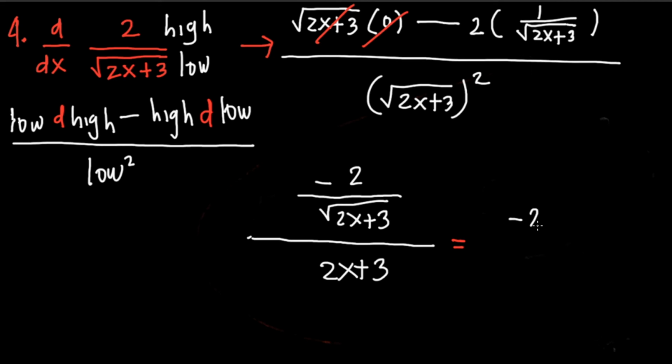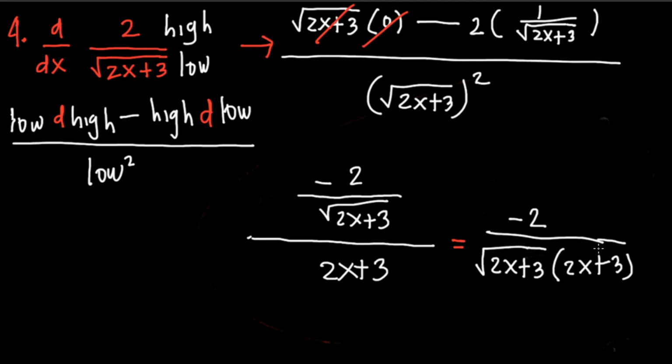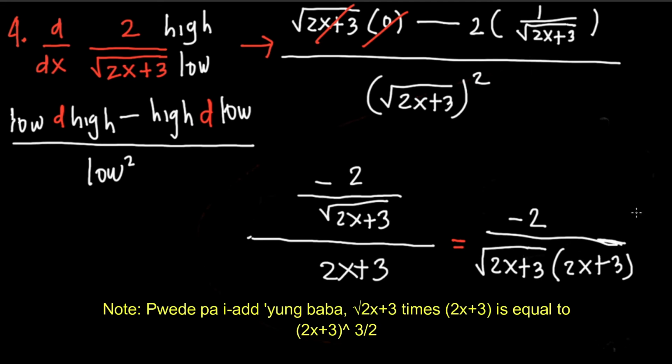negative 2. Then, itong square root of 2x plus 3, punta lang yun siya ilalim. Edi, square root of 2x plus 3 and then times 2x plus 3. Bawal niyang pagdikitin yan ha. Magkaiba yan. Ito is square root, ito 2x plus 3 lang. So, ayun na. Acceptable na sagot na yan. So, negative 2 over square root of 2x plus 3 times 2x plus 3.